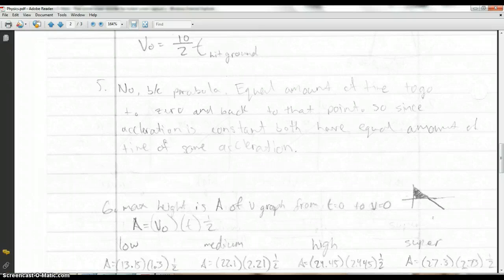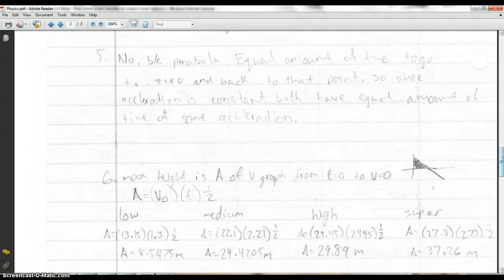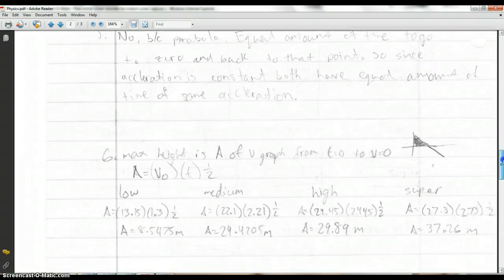Anyways, it has the same amount of time to accelerate as it does to decelerate, so therefore it's going to go the same speed. Because it has the same time from when it hits to go to 0 as it does to go back from 0, because it's a parabola.